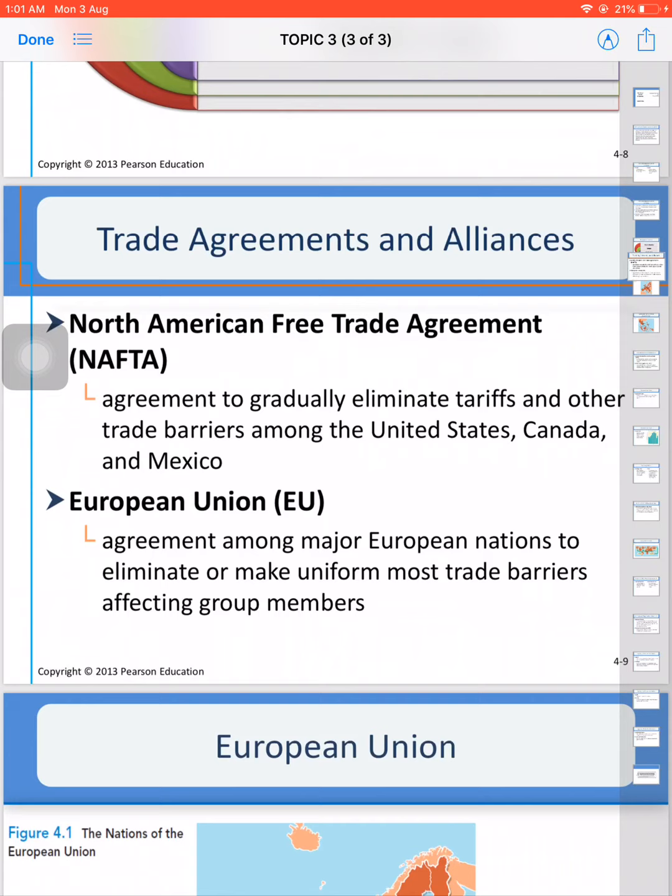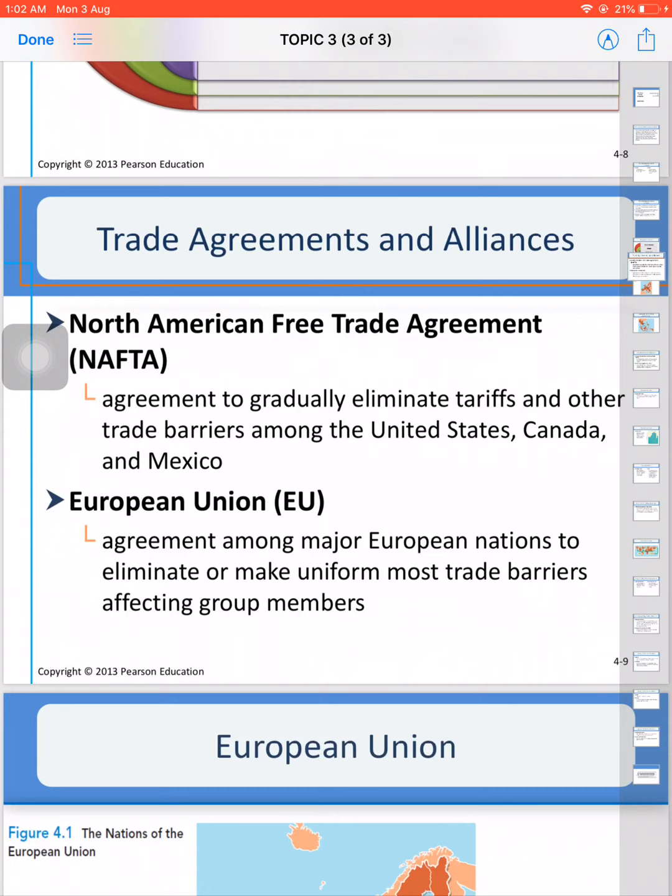First is the North America Free Trade Agreement, which is NAFTA. This agreement is to gradually eliminate tariffs and other trade barriers among the United States, Canada, and Mexico. It's not only an agreement on free trade. It also includes agreements on environmental issues and labor abuse.